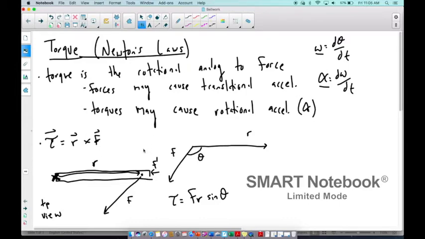When is torque at a maximum? When does this equation reach a maximum? When my angle is 90 degrees, right? So I get my maximum torque. It's important to think about this a little bit conceptually. I get my maximum torque whenever I push perfectly perpendicular onto the object.